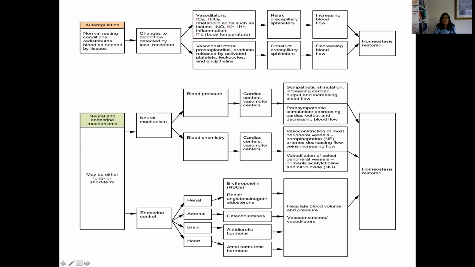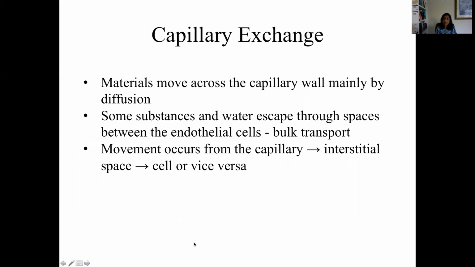There may be vasoconstrictors such as prostaglandins and endothelins. They are the ones that constrict the precapillary sphincters and decrease blood flow. All right, so it can be turned on both ways. And we have just seen the neural and endocrine mechanisms, which are summarized again here.